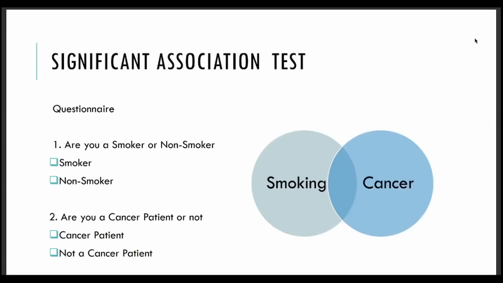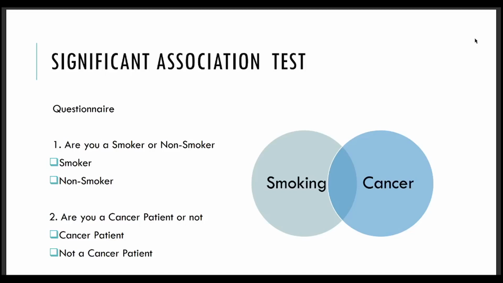So say for example you went to a cancer institute and you are asking just two questions: are you a smoker or a non-smoker, are you a cancer patient or a non-cancer patient. Both are categorical data, and you found that most of the smokers are cancer patients, which means that there is some association between smoking and cancer, we can say, right?